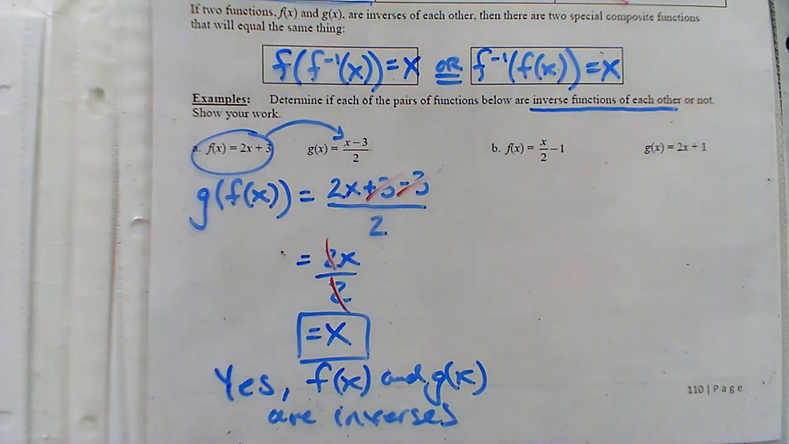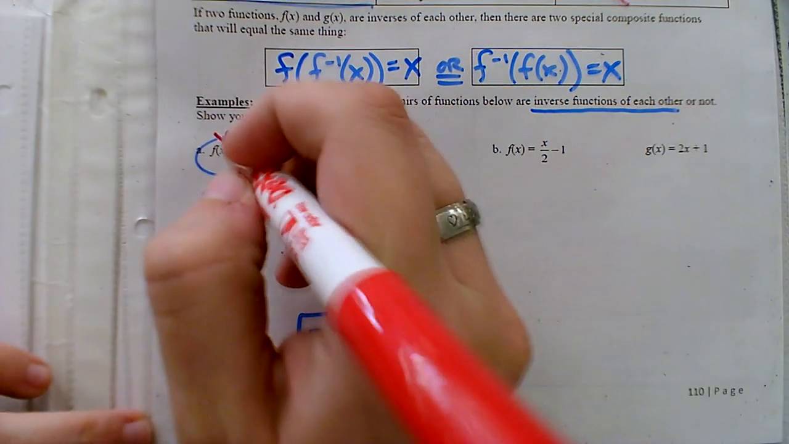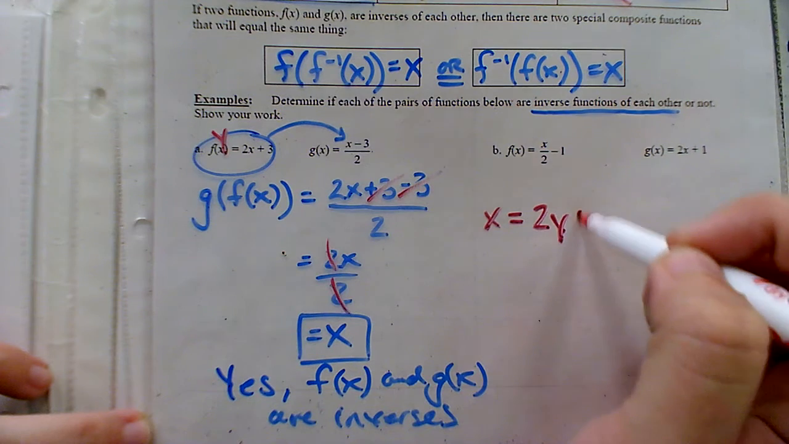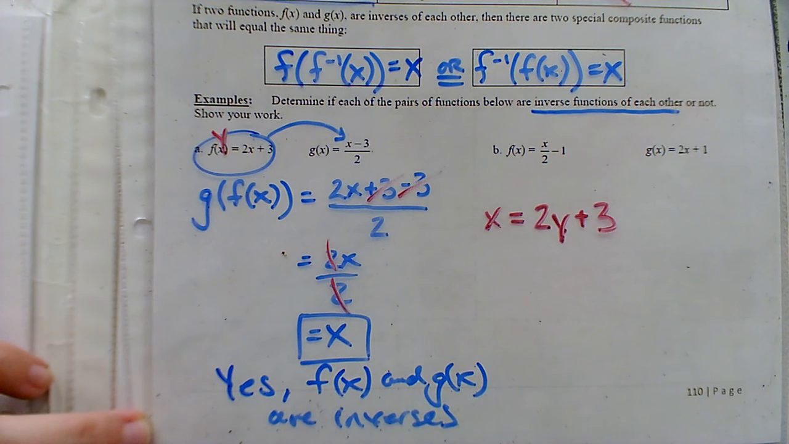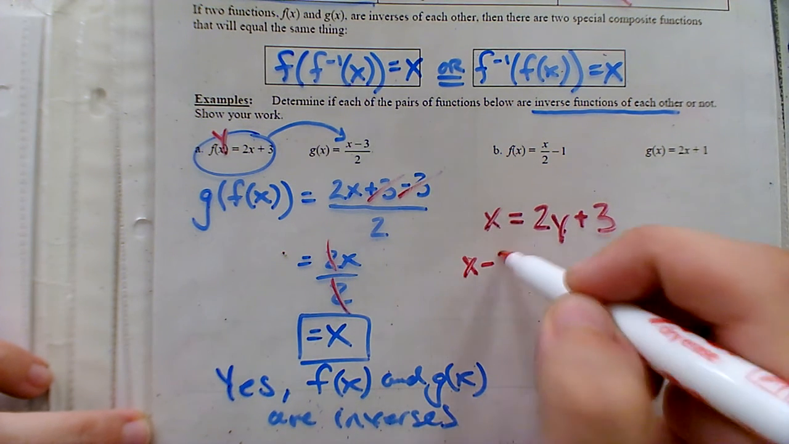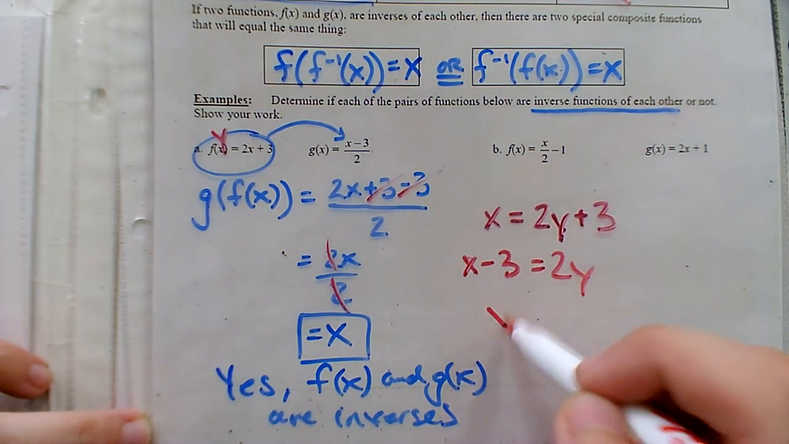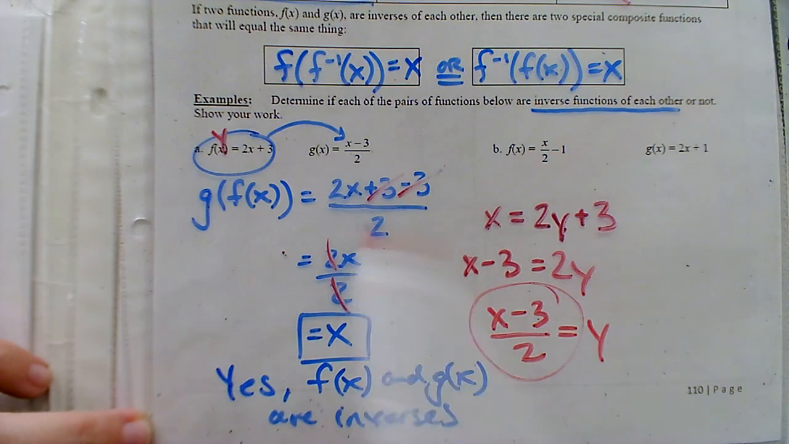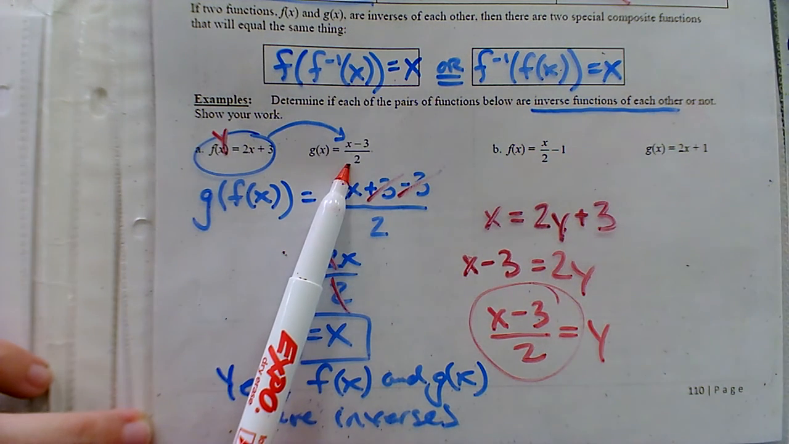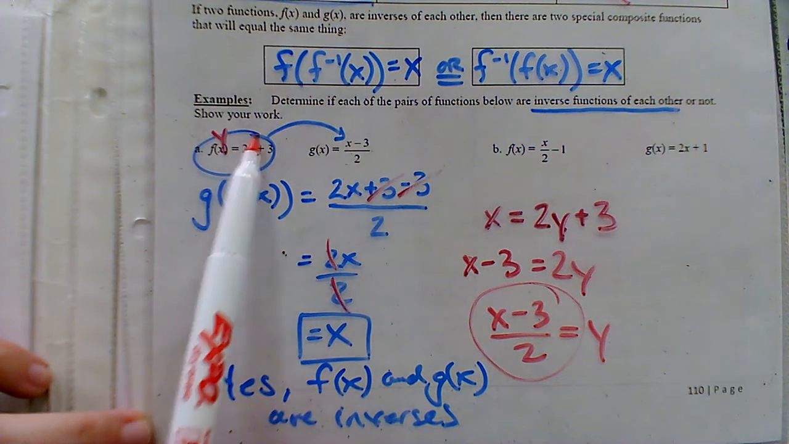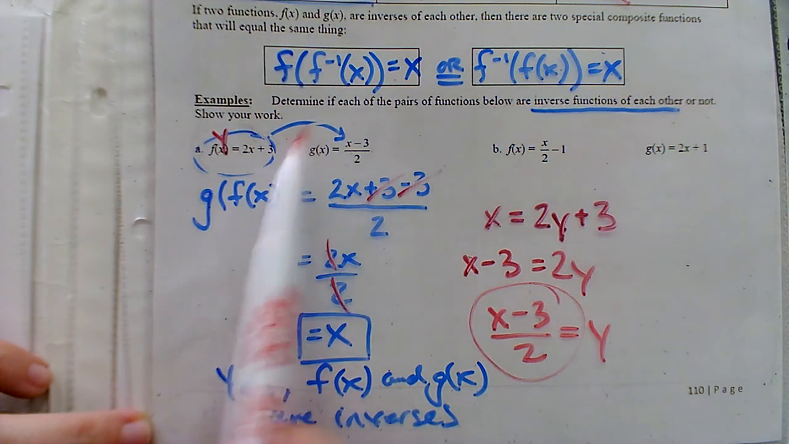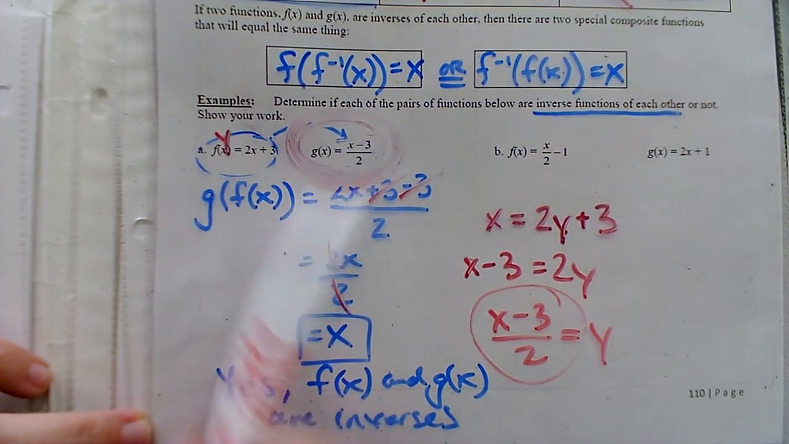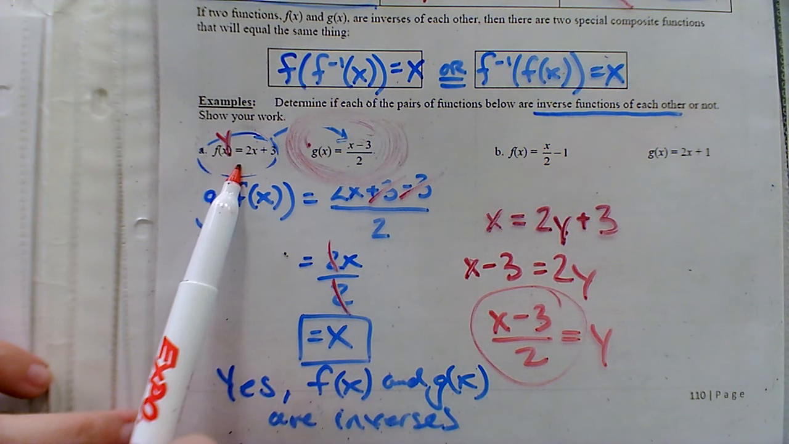Okay. So if we were to switch the variables in the f equation, remember f of x and y are the same thing, this would be x equals 2y plus 3. Okay? Solve for y. We can subtract the 3 and divide by 2. Isn't that the same as g of x? Okay? So when I do switch the variables in this one, I do get this equation, which means this is the inverse of this. Okay?